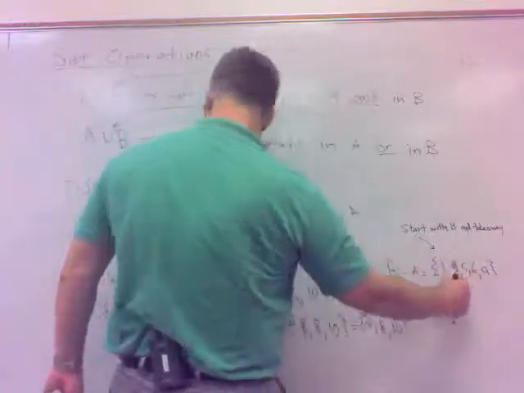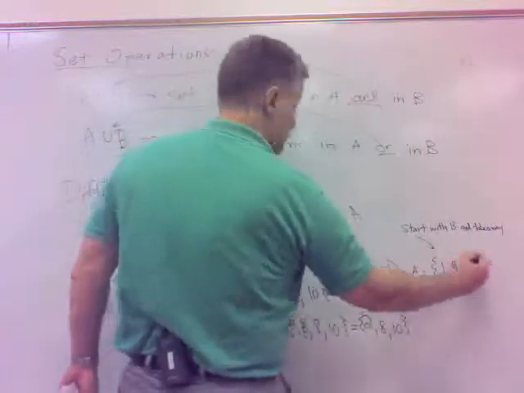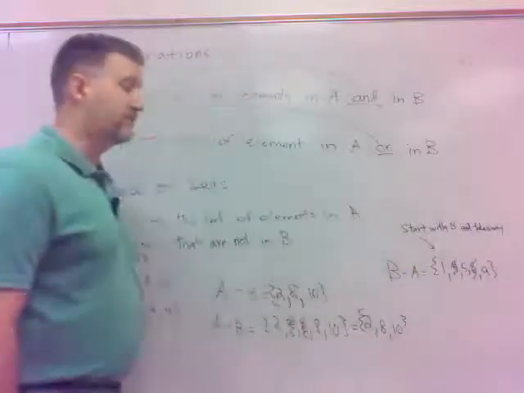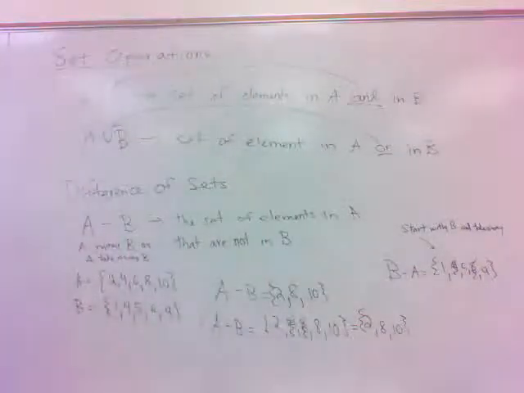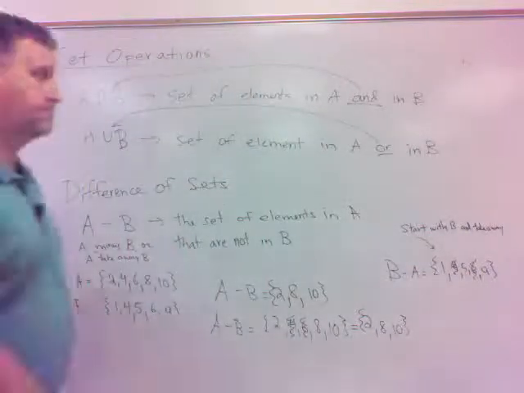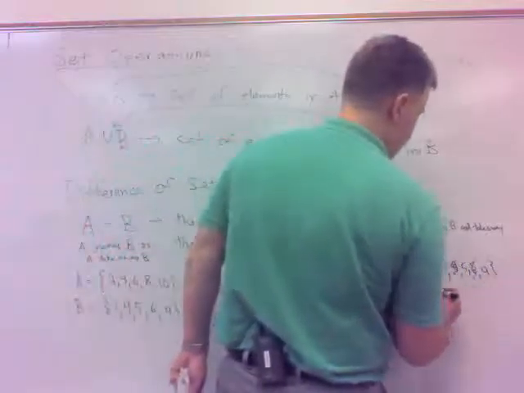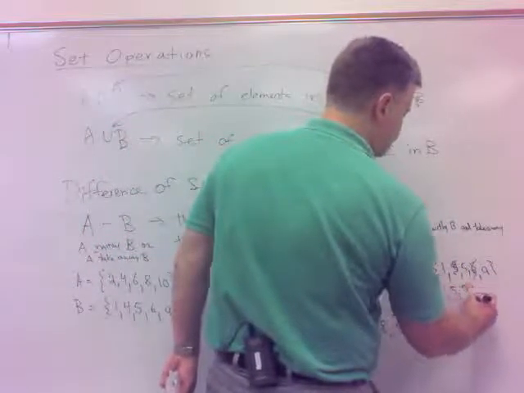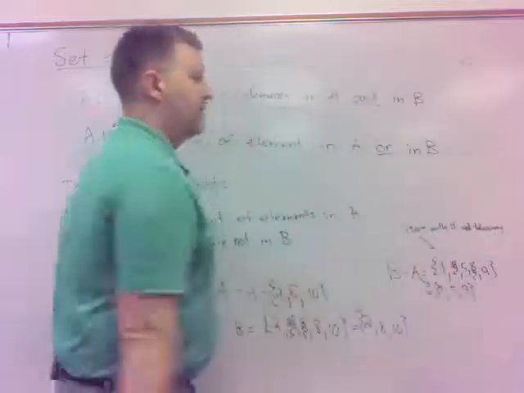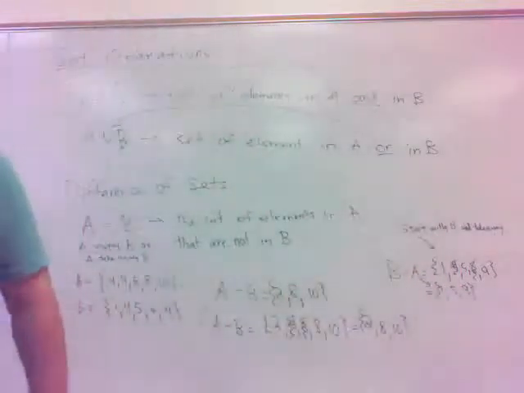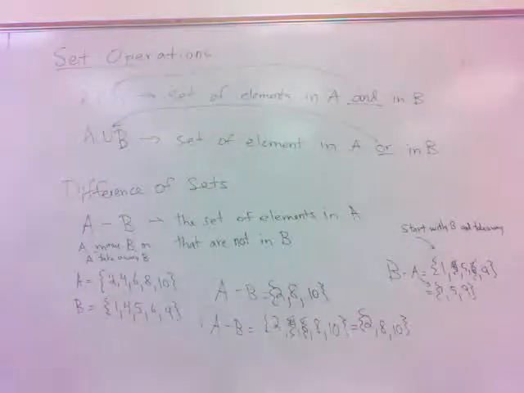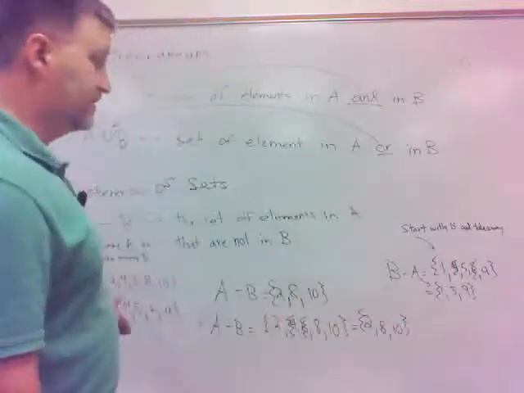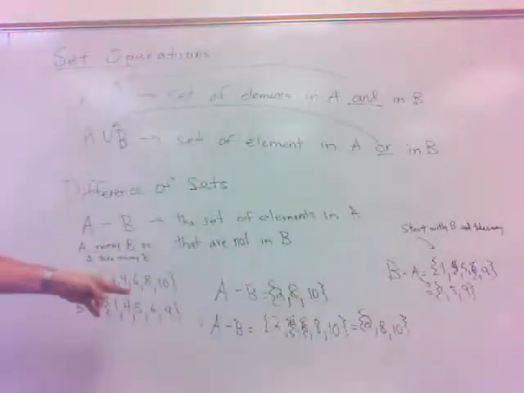Does it have a 5? A? No. Does it have a 6? Yes. So I take away it. Does it have a 9? A doesn't have a 9, so I leave it. So in this case I wind up with 1, 5, and 9. B take away A is 1, 5, and 9. Now I said that earlier because a lot of people want to try to put in some extra things here. They want to try to put in the 2 and the 10 here.